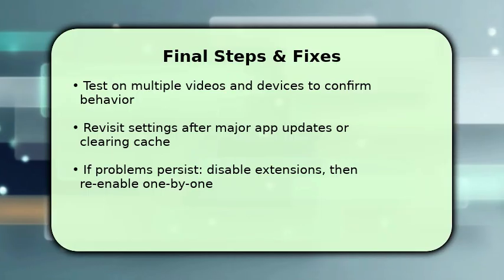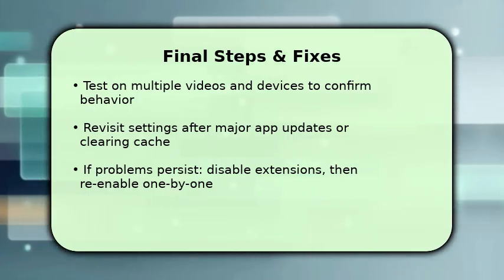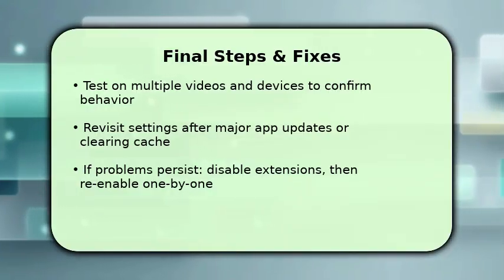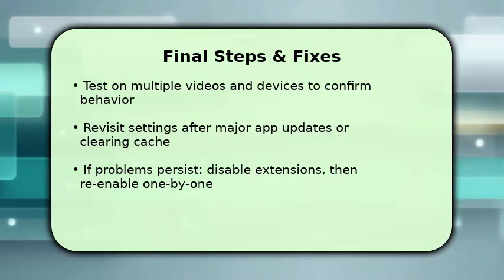If it works, lock in by updating app permissions and saving channel customizations. Make sure to revisit these options after major YouTube updates or when you clear cache, because defaults can return. If something goes wrong, disable browser extensions temporarily, then re-enable them one by one to spot conflicts. That troubleshooting step usually reveals the culprit fast.